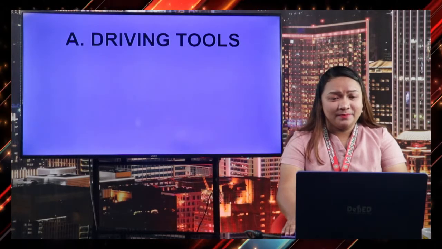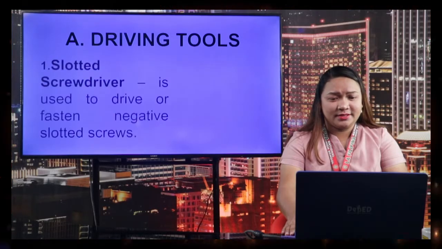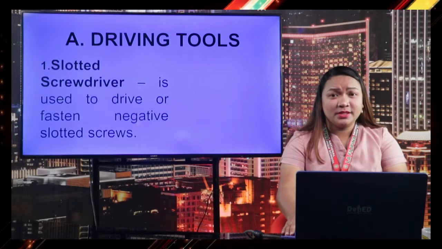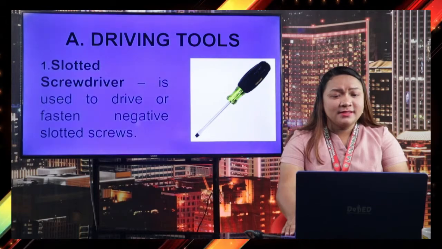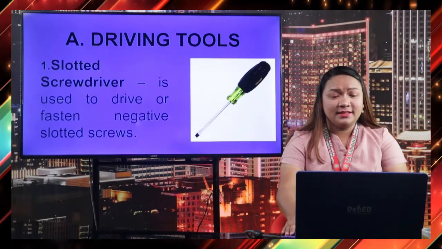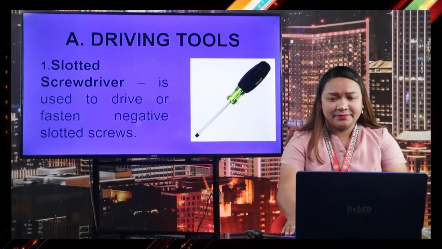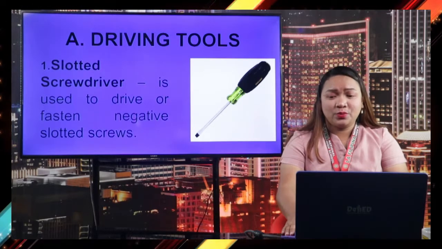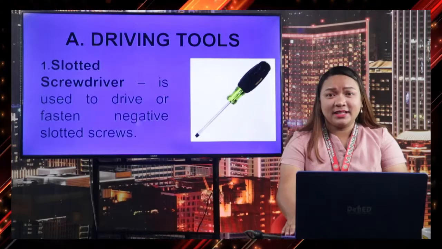First type, we have driving tools. Driving tools include the slotted screwdriver. This is used to drive or fasten negative slotted screws. The blade tip is wedge-shaped and resembles a negative sign.